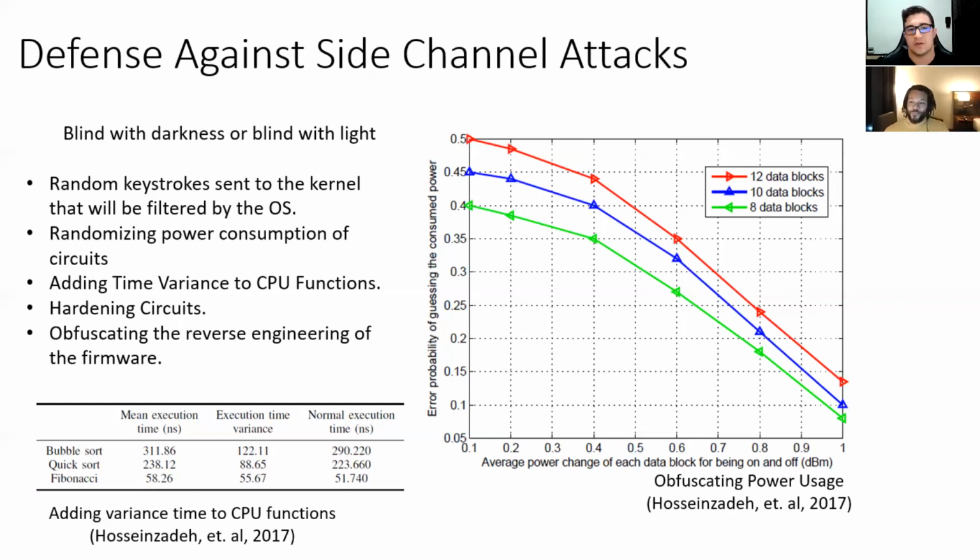So all these are different methods to prevent against side channel attacks. And the way to group them mentally is either blinding with darkness, which is hiding and hardening, or blinding with light, which is giving random incorrect data.